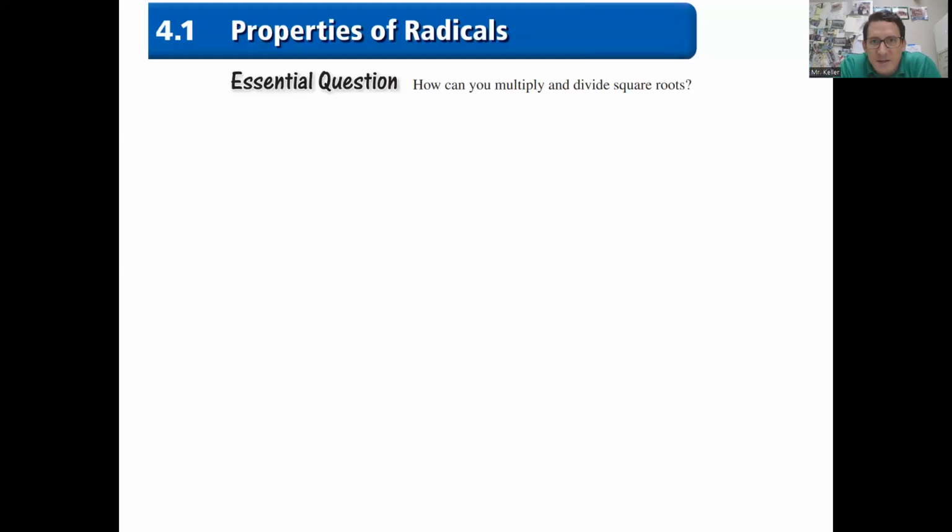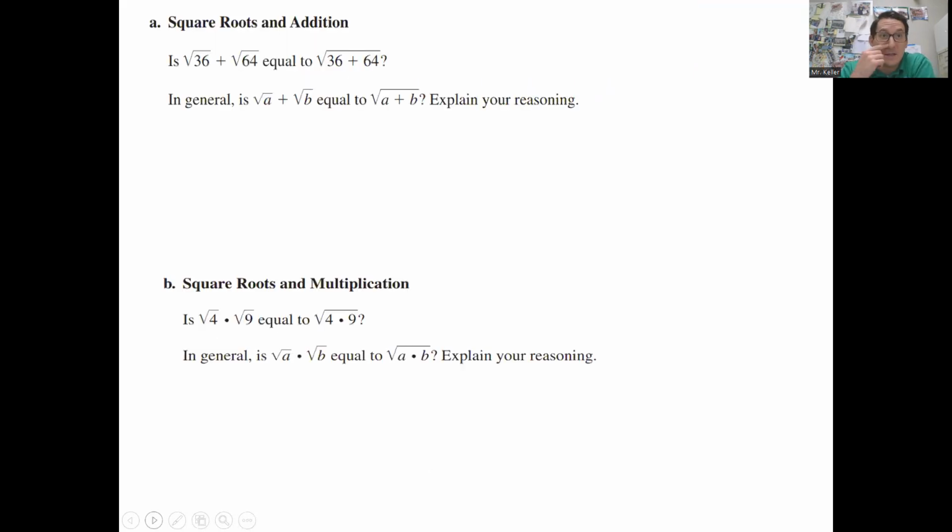All right, IM2 classes. Today we're talking about properties of radicals. You might be thinking, what is a radical? A radical is just a square root. It could be a cube root. It's just the root. And that's what we're going to be doing today, dealing with roots, specifically square roots. We're going to be simplifying them and dividing them a little bit.